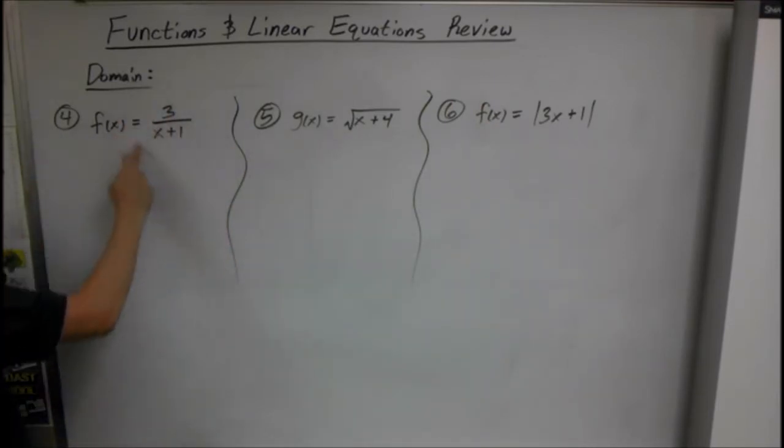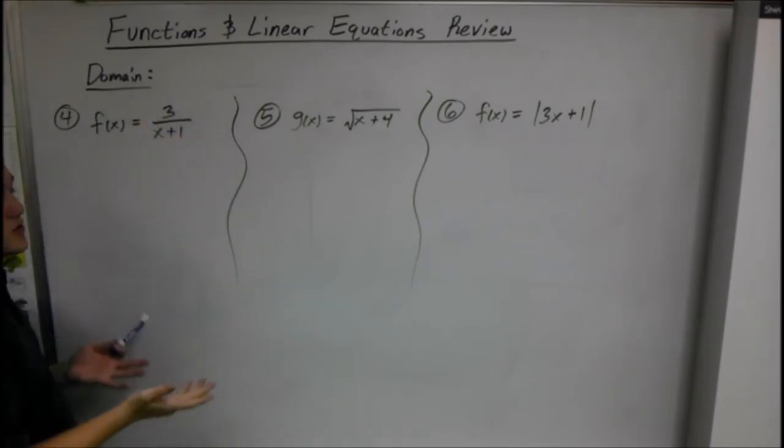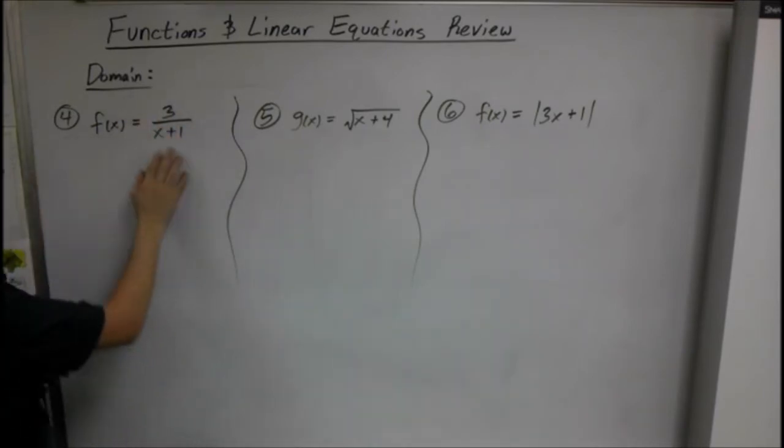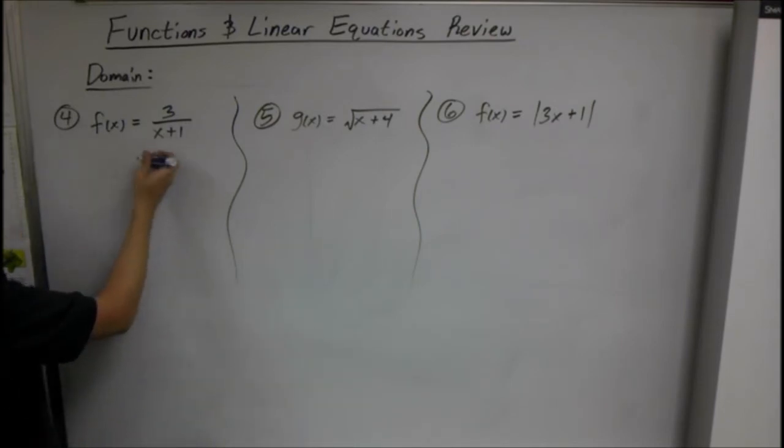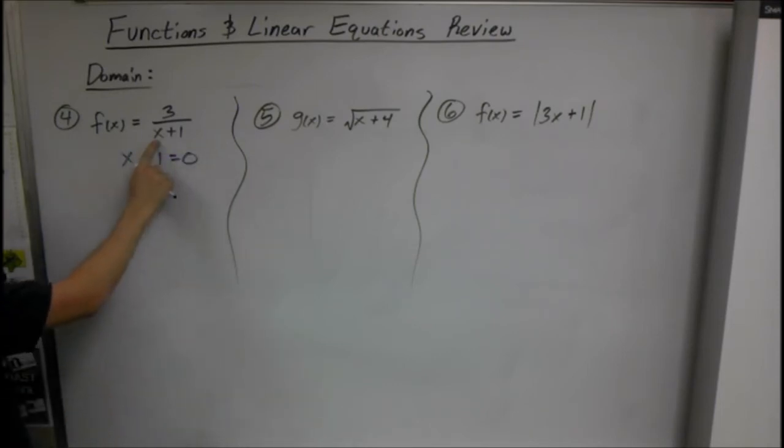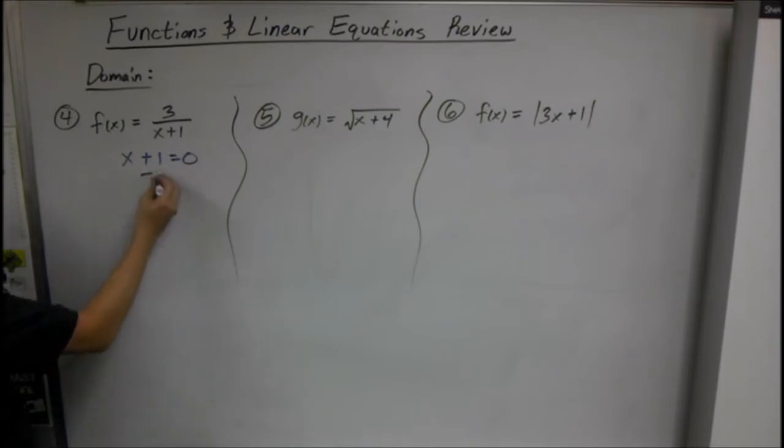Alright, so first we have a fraction here. So there's no square roots, so we're only using the one rule. We cannot divide by 0. So we have to figure out what value will make this 0 down here. So a good way of doing that is just set it equal to 0 and solve the equation. Or you could see, what number plus 1 makes this 0? Negative 1.